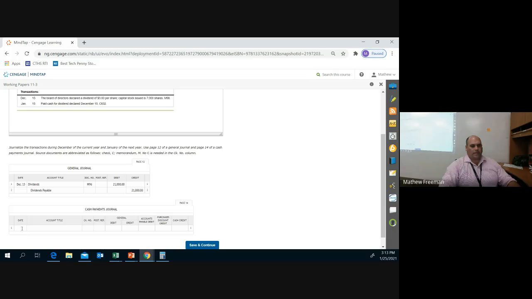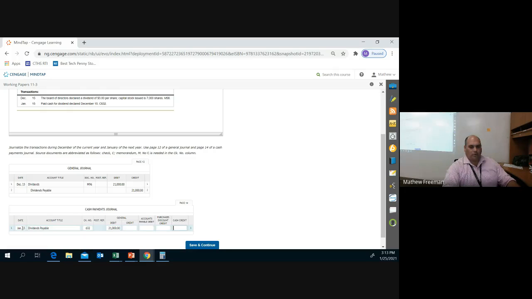We're getting that money paid out to our shareholders January 15th. And we're going to put dividends payable. And our check number is going to be C36. Remember, no C for check numbers. What's the instruction say? We're going to debit the 21,000.